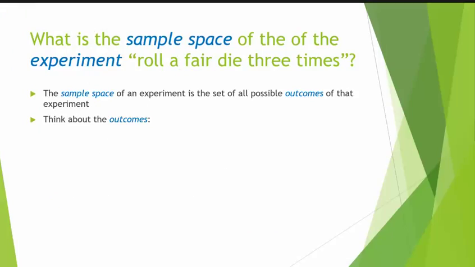It says, what is the sample space of the experiment: roll a fair die 3 times? Well, the sample space of an experiment is the set of all possible outcomes of that experiment. So let's think about what the outcomes could be. You roll a die, and maybe the first time you get a 4, and then you get a 6, and then you get a 2.